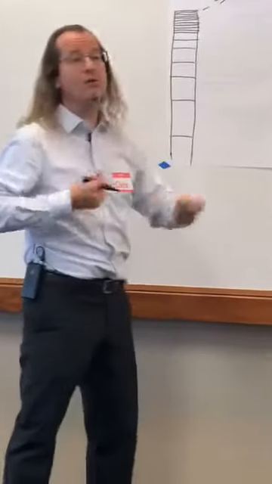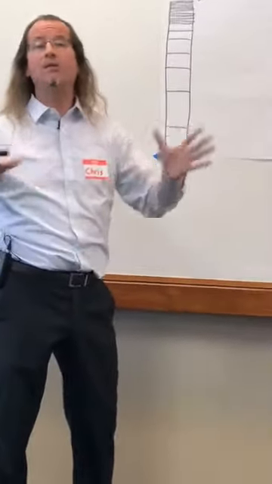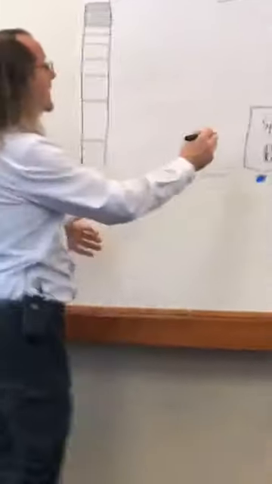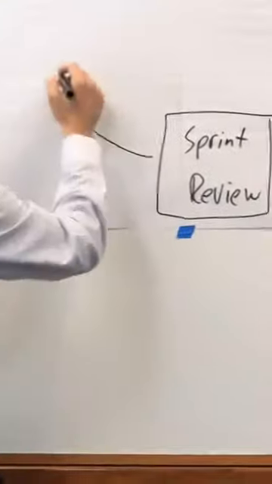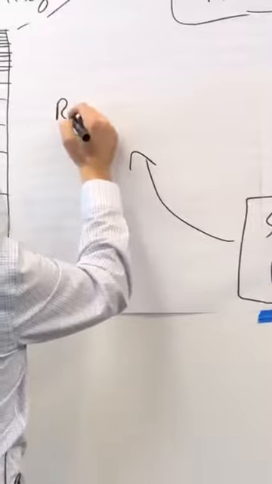So after sprint review's over, we get to kick all those pesky stakeholders out of the room, and just the Scrum team holds a sprint retrospective.